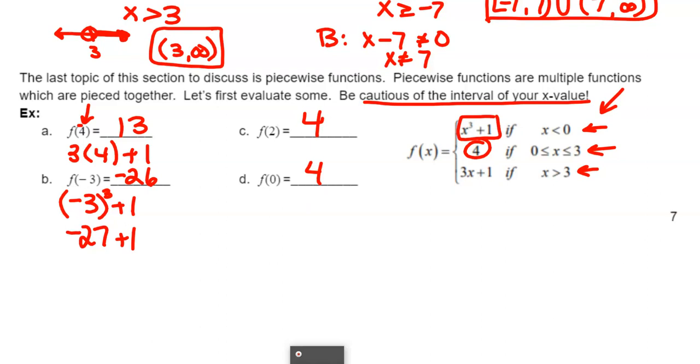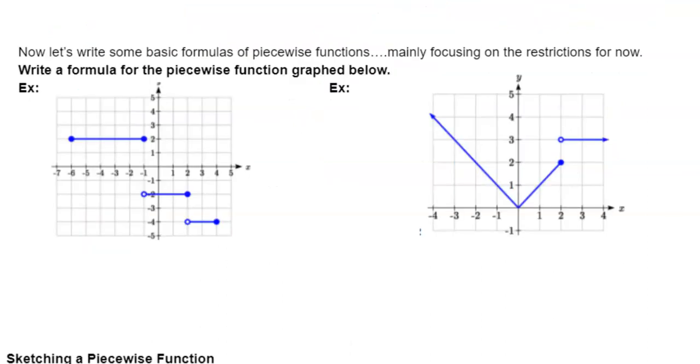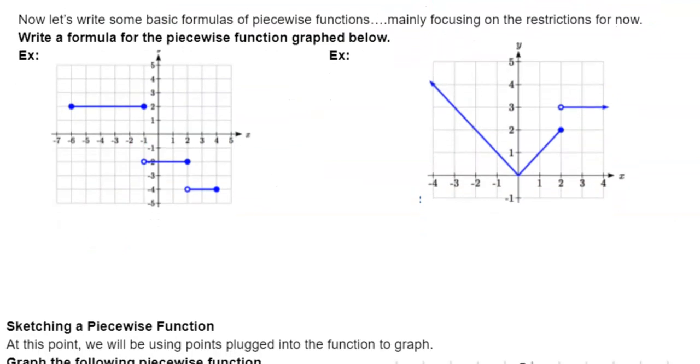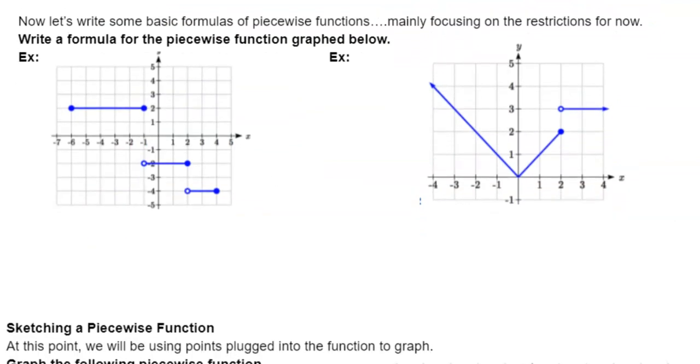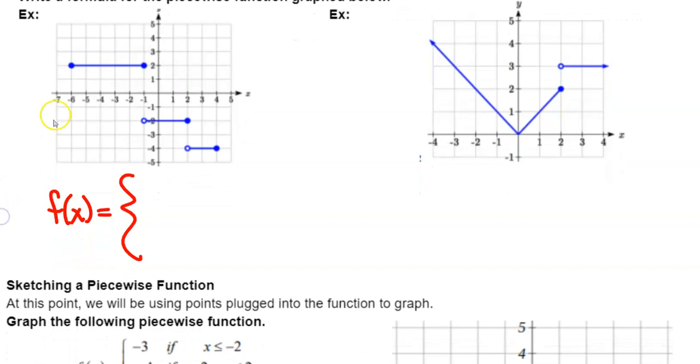Let's write a piecewise function. Writing a piecewise function, you have to worry about the multiple pieces that you have, and also you have to make sure you watch and look at the intervals at which you are working with here. So I'm going to have f of x equals, and I'm going to do my squiggle. And notice that with this piecewise function, I've got 1, 2, 3 pieces there, okay? So I need to represent 1, 2, 3 functions.